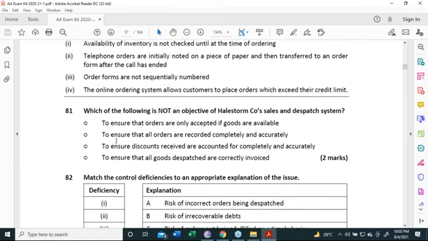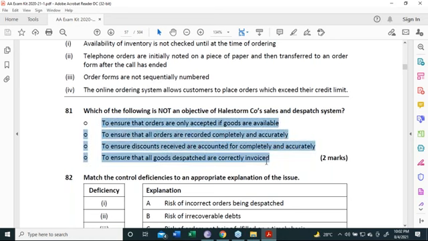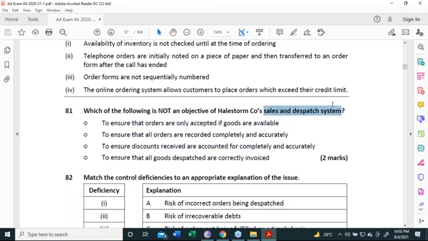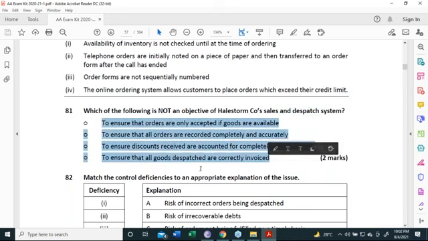Question number 81. Which of the following is not an objective of the H company's sales and dispatch system? So out of these 4, 3 are the objectives of the sales and dispatch system which you need to learn. But one of them is not. Take your time. 60 seconds.